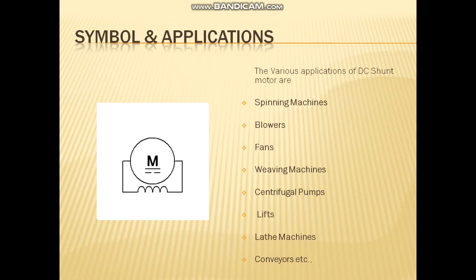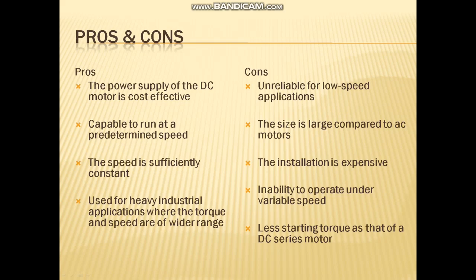The various applications of DC shunt motor include spinning machines, blowers, fans, weaving machines, centrifugal pumps, lifts, lathe machines, conveyors, etc. The various pros of the DC shunt motor are: the power supply of the DC motor is cost effective, its capability to run at a predetermined speed, the speed is sufficiently constant, and it is used for heavy industrial applications where the torque and the speed are of wider range.